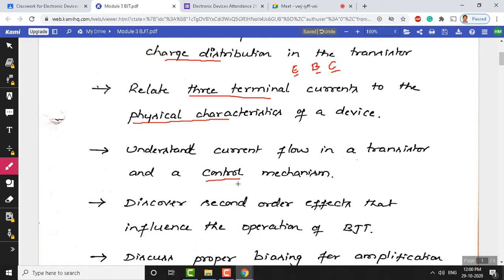Unlike a transistor, in a PN junction we don't have any control mechanism. In a PN junction, whatever input current we give, the current straight away goes from P to N. If you take a PN junction, this is a one-way device. Whenever you forward bias it by connecting P to the positive and N to the negative, current flows from P to N.